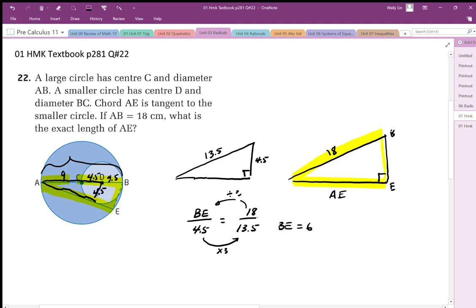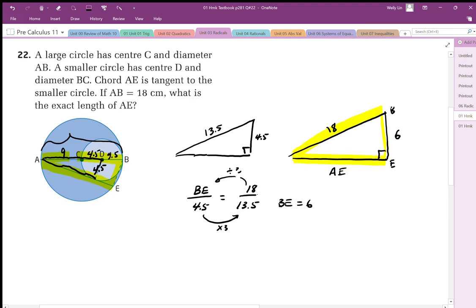There are lots of ways we could have solved this. We can see that the ratio of 18 to 13.5 is 4 to 3, and if we do a 4 to 3 ratio for BE and 4.5, we still get BE equals 6. So the key is to work out the length of BE as a similar triangle proportion.